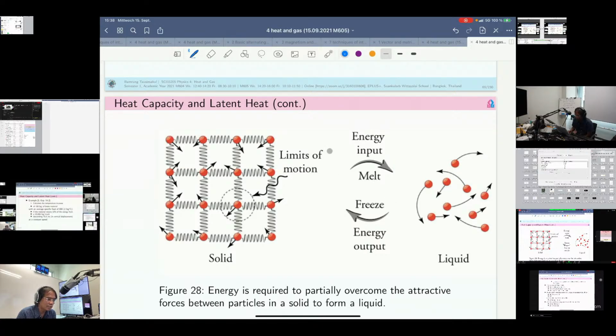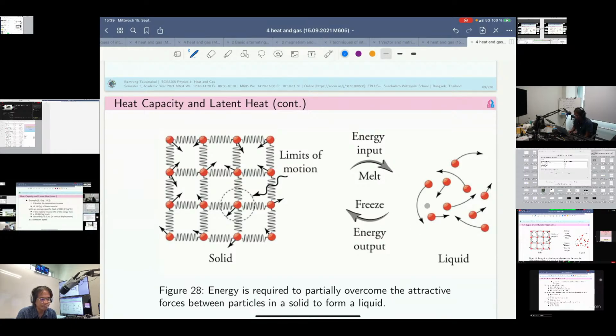If we put heat into this, we will get the liquid form. Now the attractive forces among the molecules are weak. They can overcome the attractive forces, and the molecules can move quite easily. This energy input process is called the melting process. You melt something, something is molten. And here is the reverse process.